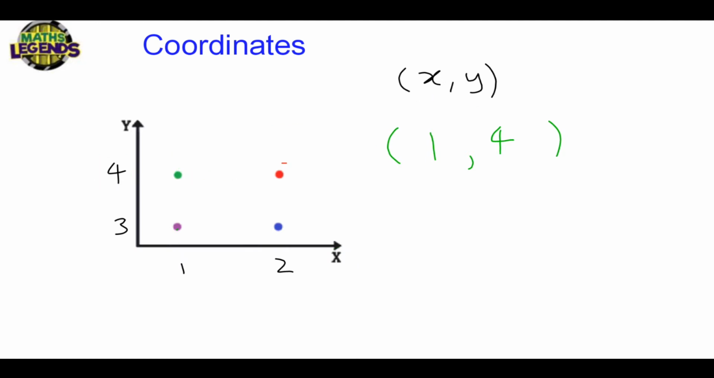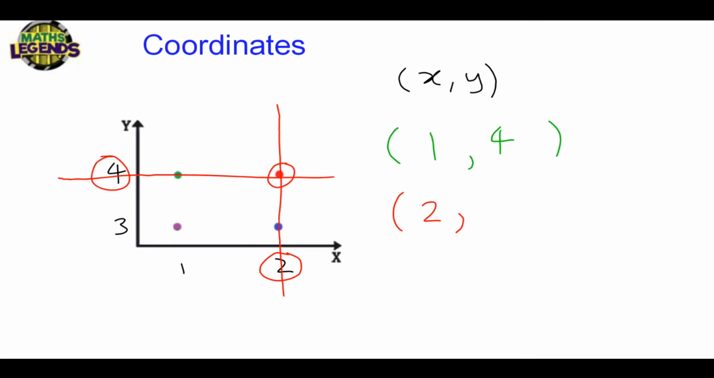Let's take a look at the red one. So here again we draw a vertical line and the x-axis is hit at 2. So the first value here in the coordinate is 2. And then we draw a horizontal line which hits the y-axis at 4. So the y value is 4.